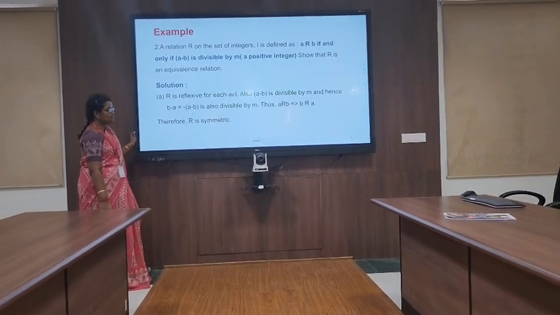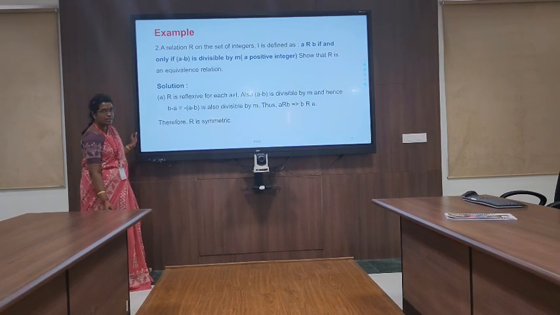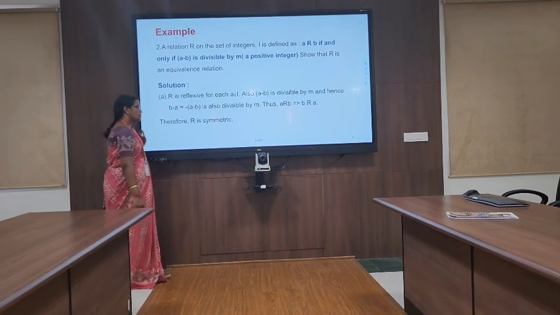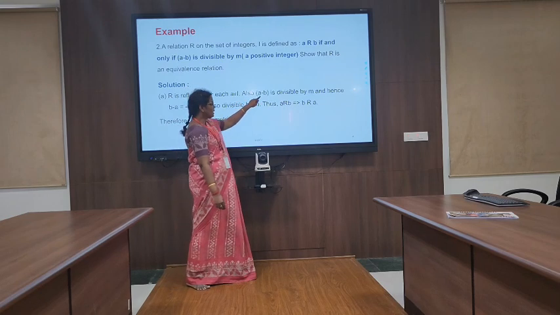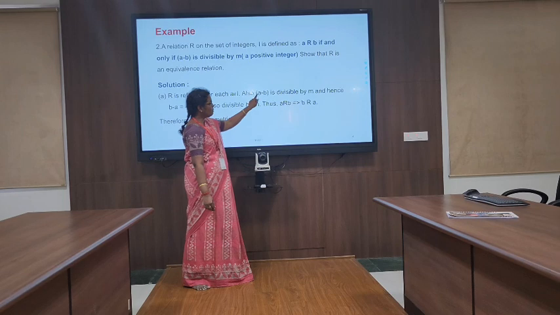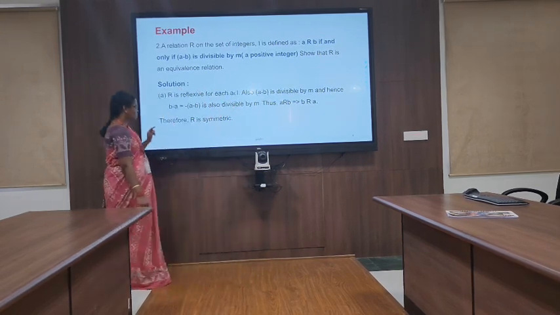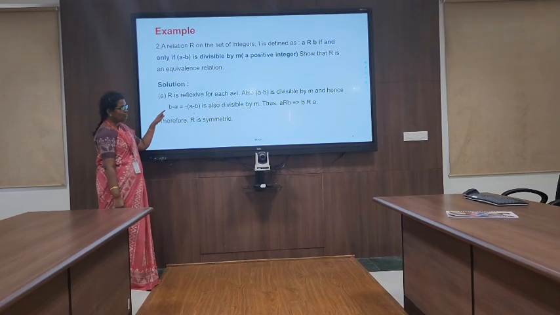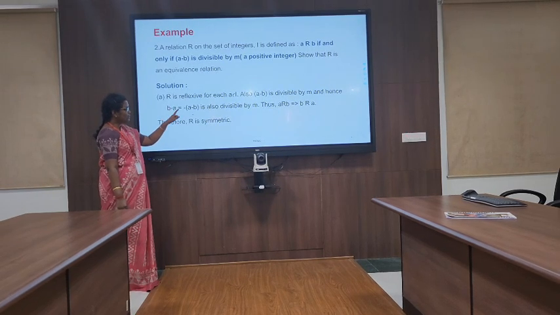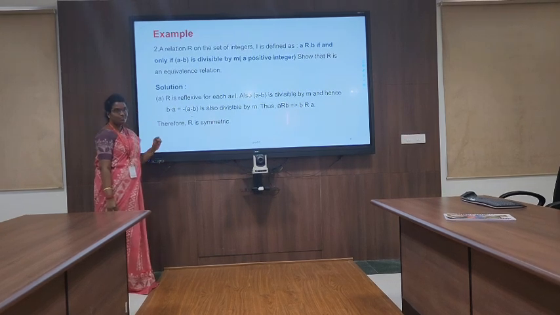Condition number 2, symmetric. Assume a is related with b. So if a is related with b, we have to show b is related with a. So starting with a related with b, according to the condition given in the question, the difference a minus b is divisible by m. This we know. What I am supposed to show is b minus a. b minus a, in the sense, this can be written as minus of (a minus b), is also divisible by m.